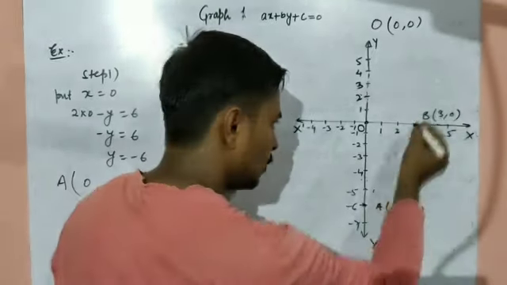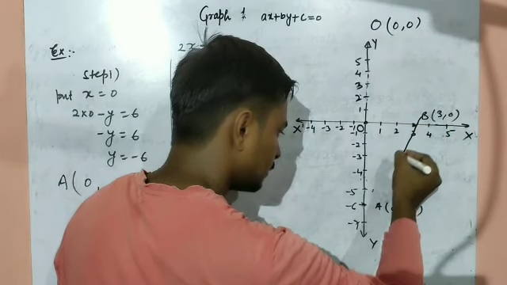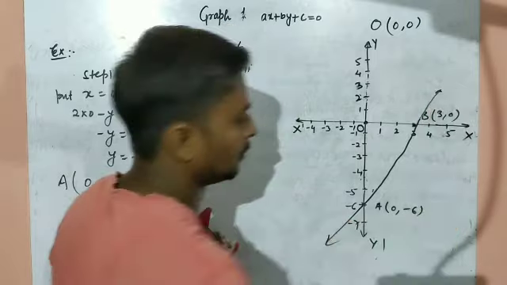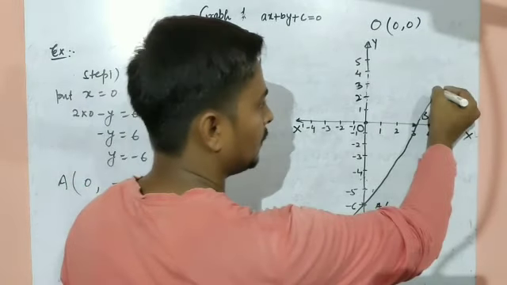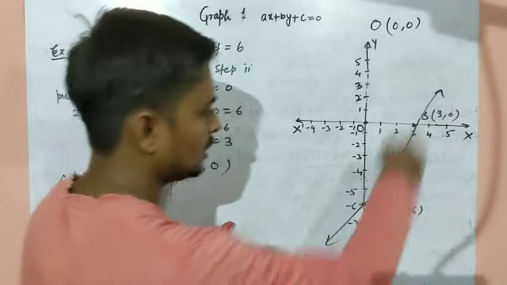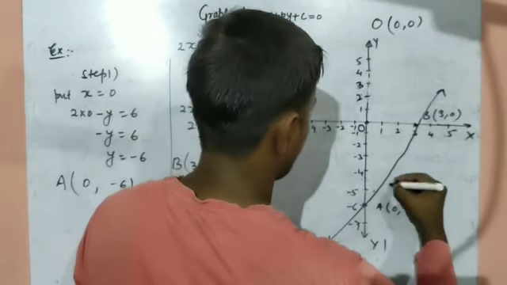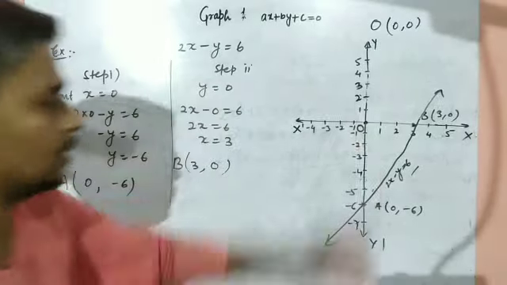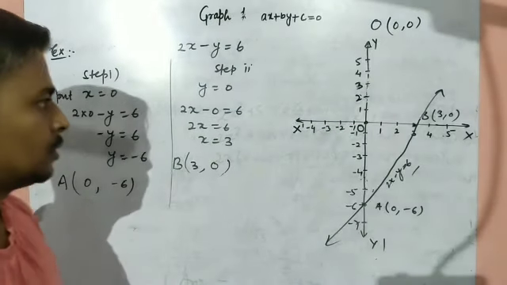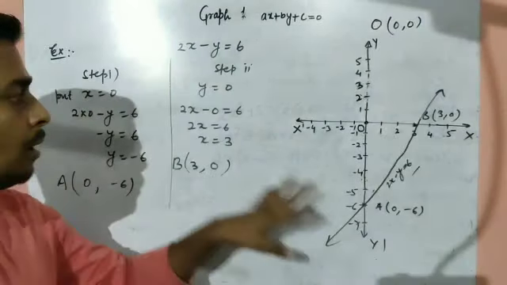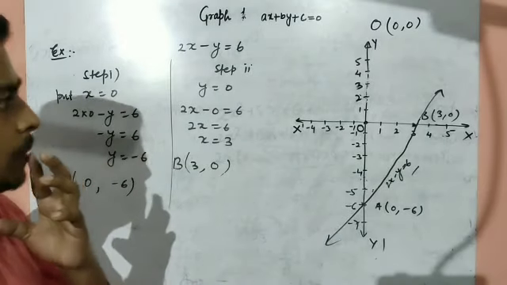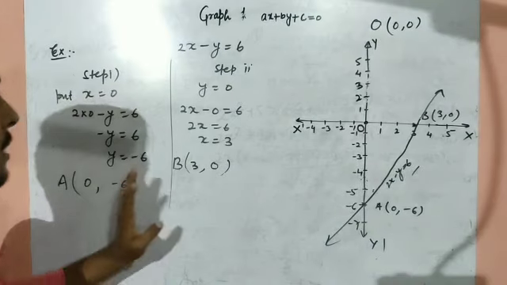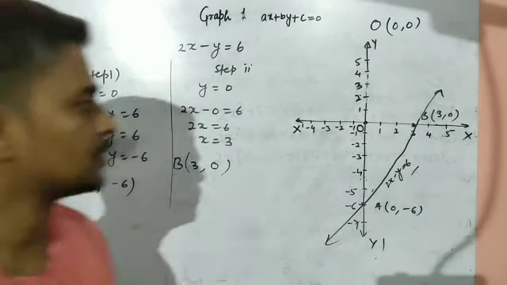Now join both points. You can take help of the ruler, not by roughly by hand. So this line will represent what? 2x minus y is equal to 6. This line. So this is the last example of this. After this we will study 2 more examples, very special examples. So just do it.